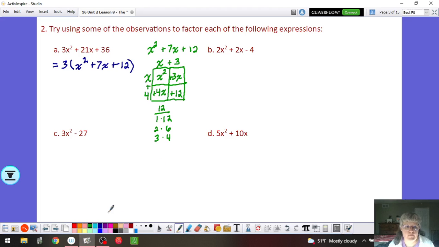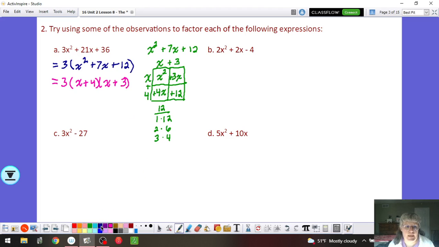So the fully factored form is going to be 3 times x plus 4 times x plus 3. And that's our fully factored form.